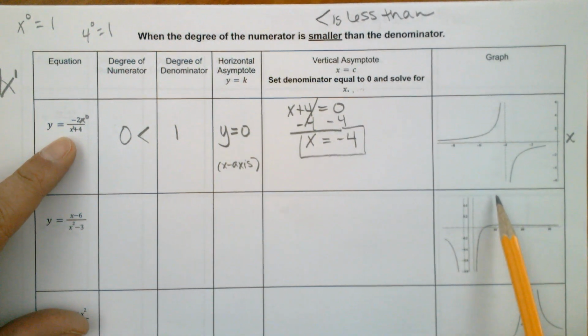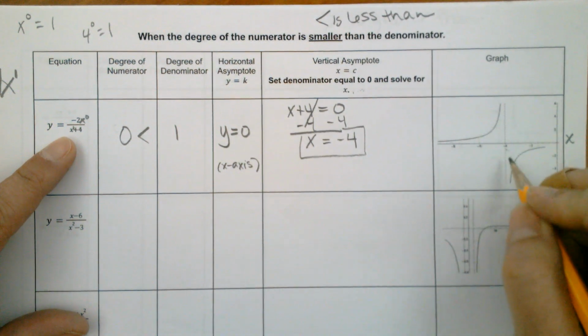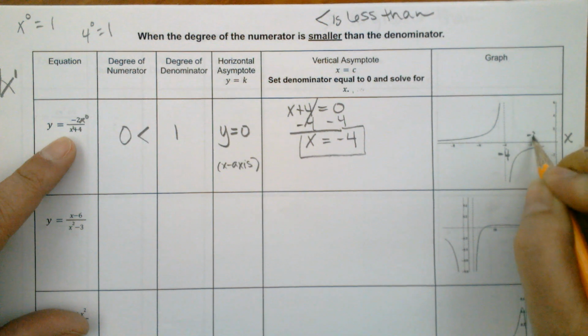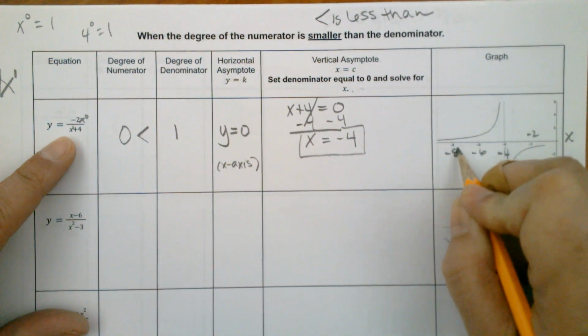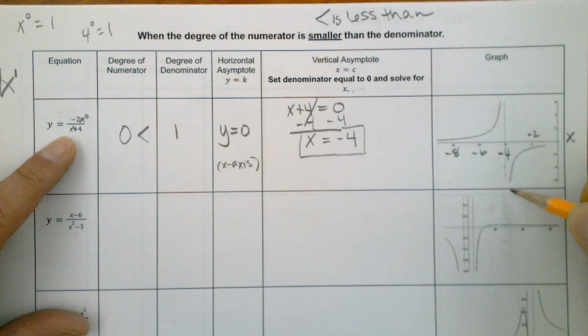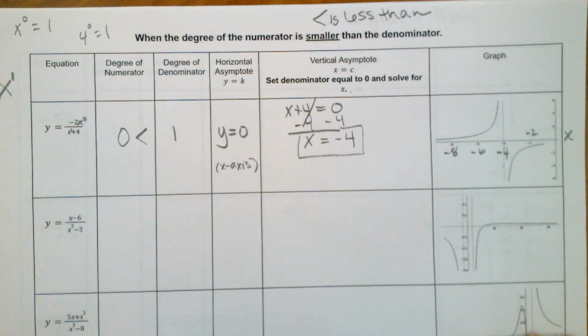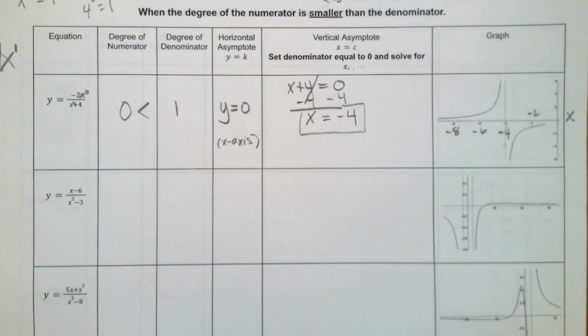And so if we look at the graph, and I know it's a little fuzzy on your end, but this is -4 right here. Can't really see it. This was -2, this is -6, this is -8. So at -4, the graph is, again, going to try to get as close as possible, but never cross the line x equals -4. Okay, let's move on to the second one.